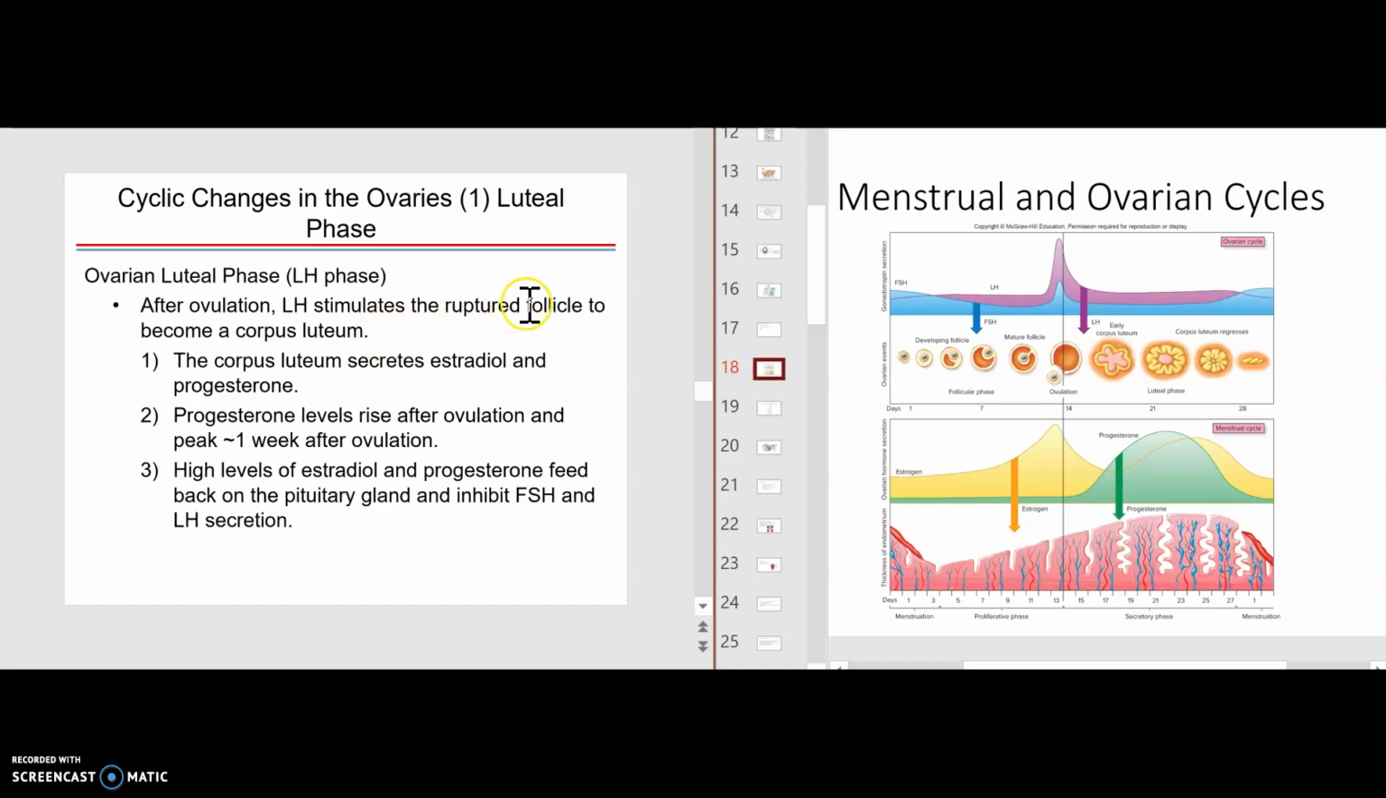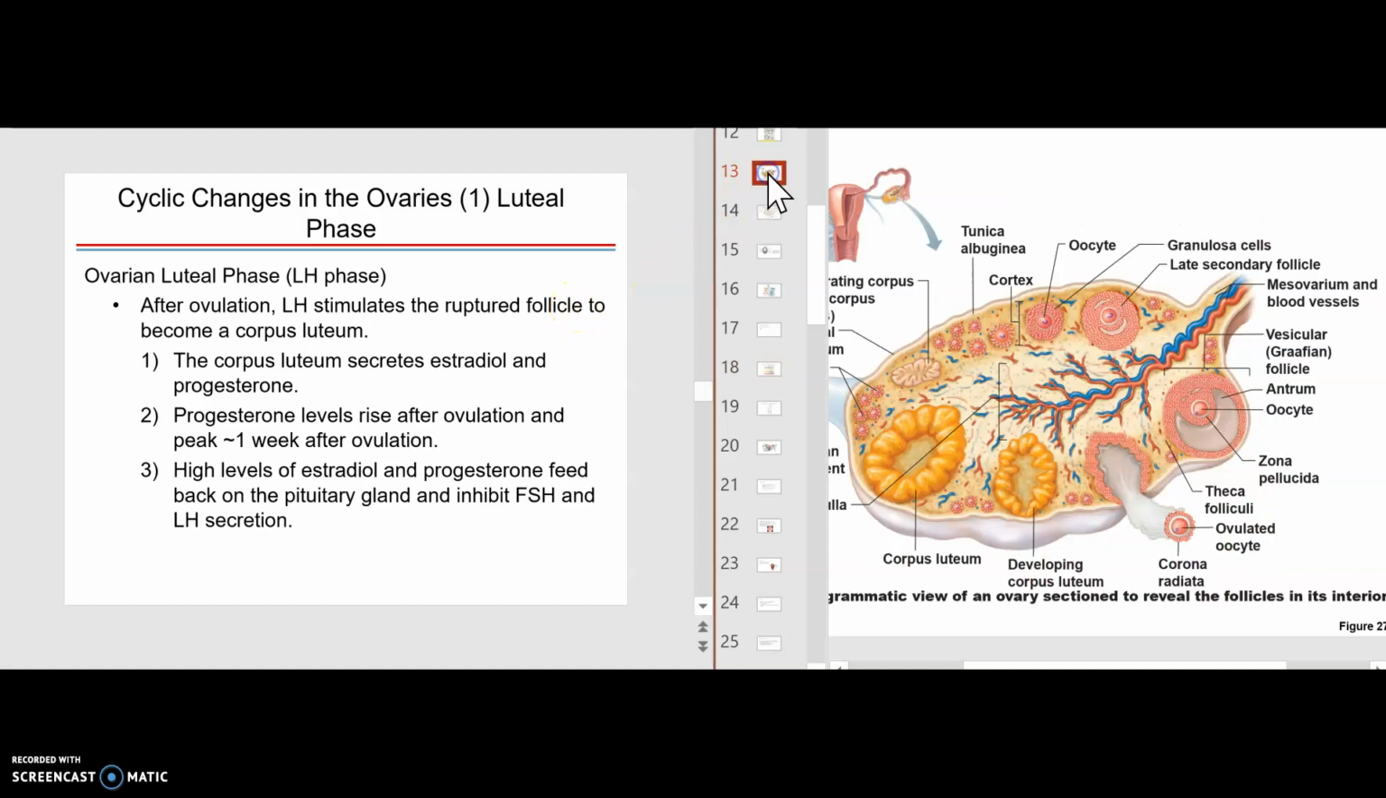And so the ruptured follicle means the follicle is what's left behind in the ovary. The follicle again, over here, is what's left behind, because remember these cells here. So what was ovulated again was the oocyte in metaphase 2, the zona pellucida, and the corona radiata. But the ruptured follicle is left behind, this ruptured area, and it becomes something called the corpus luteum. The corpus luteum here secretes both estradiol and progesterone. Progesterone levels rise after ovulation and peak at 1 week.